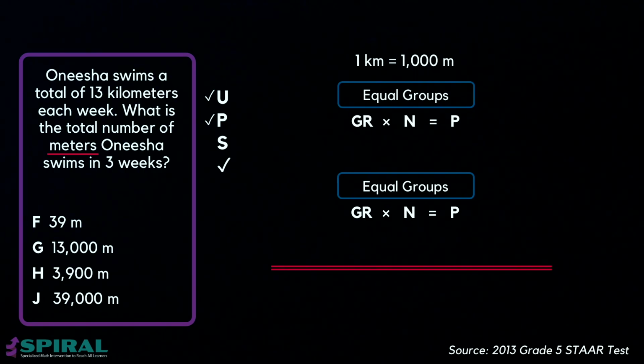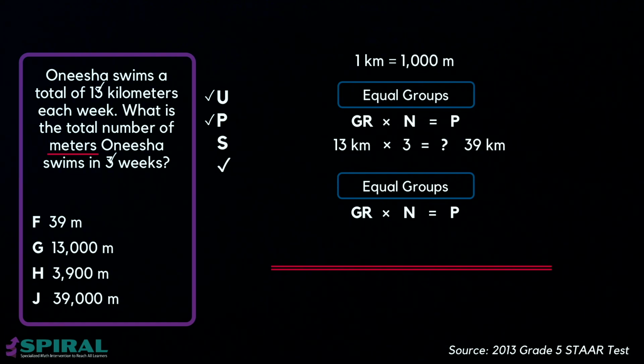So here we see that Anisha swims 13 kilometers, so again we'll check off that number after we use it, for 3 weeks. Check it off. We don't know our product, that's what we're looking for, and then we will add our signs. So she swims 39 kilometers, so we will put that there. And now we need to figure out how many meters that is.